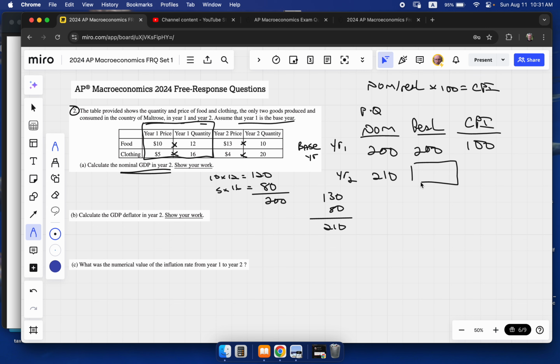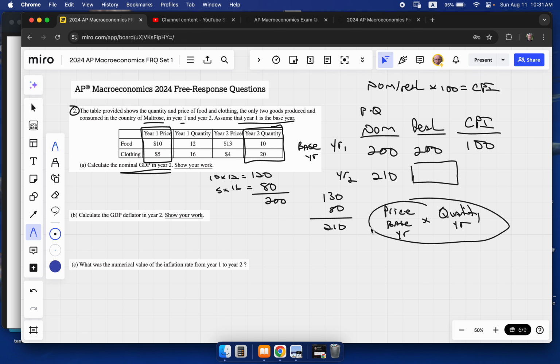The way we find real is base year prices times quantity of whatever year you're talking about, the current year, which is year 2. It is quantity in year 2 times base year prices. This is a formula you just got to know. Lots of questions are asking this very same thing, and the College Board doesn't give you a formula sheet, so you just kind of have to know this. This is how we find our real GDP.